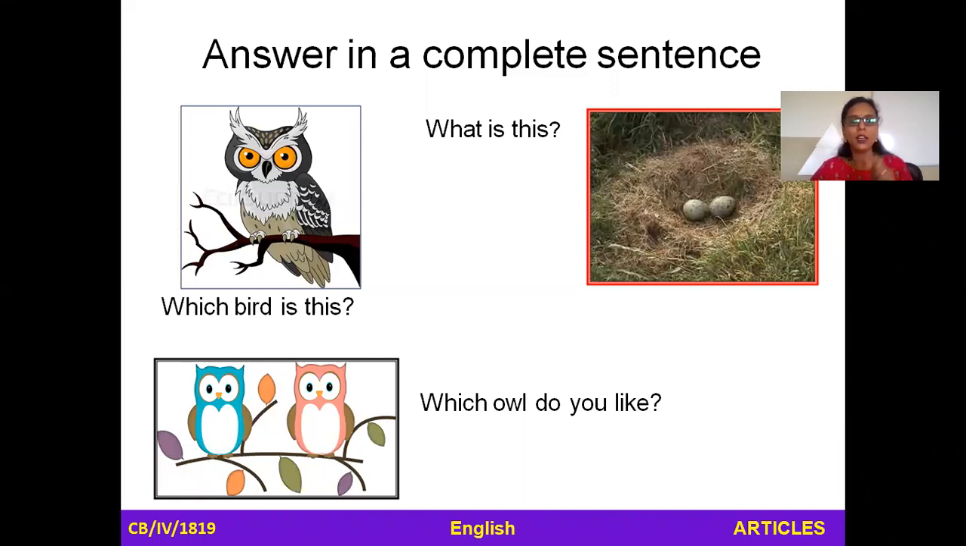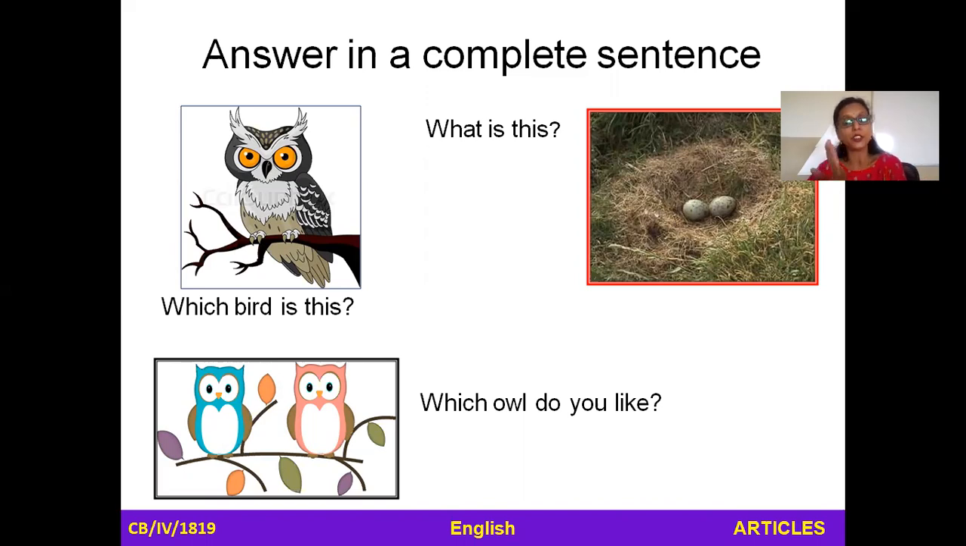Now, to the left side, there is a picture and there is a question. I want you all to try to answer the question in a complete sentence. Okay? Which bird is this? How will we answer that? Which bird is this? Yes. This is an owl. What do we say? This is an owl.